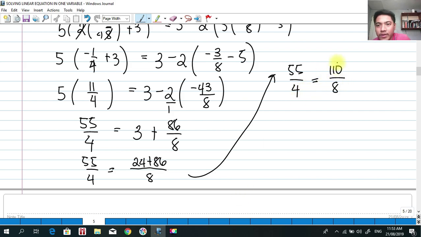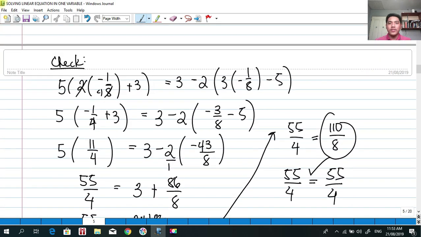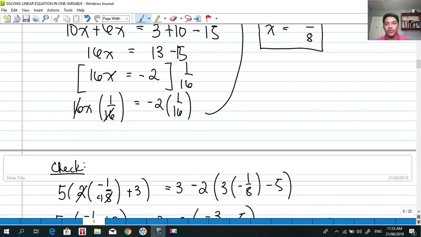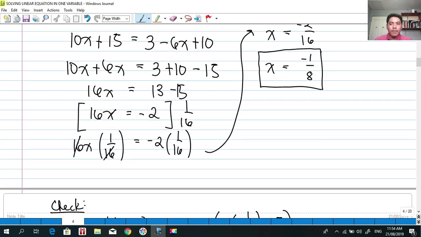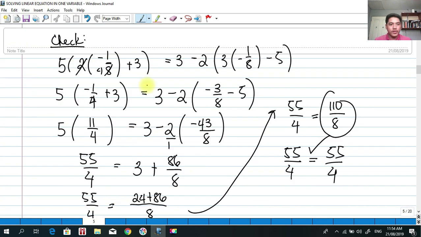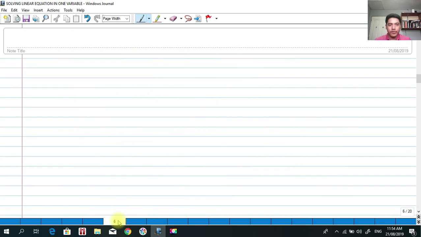So if we're going to simplify this, divide both by 2, to get the lowest term. So we will get 55 over 4. And that is still the same. Okay? Hence, our answer, negative 1/8, is a correct solution for this linear equation. So let's go now to number 4. Let's try another example.